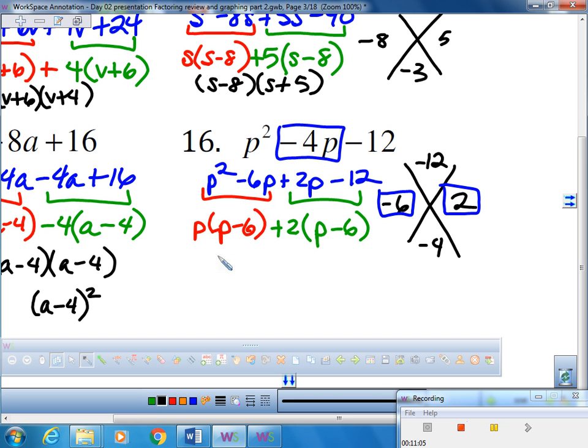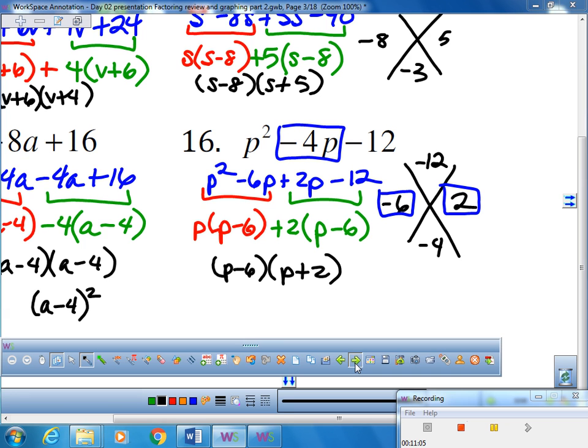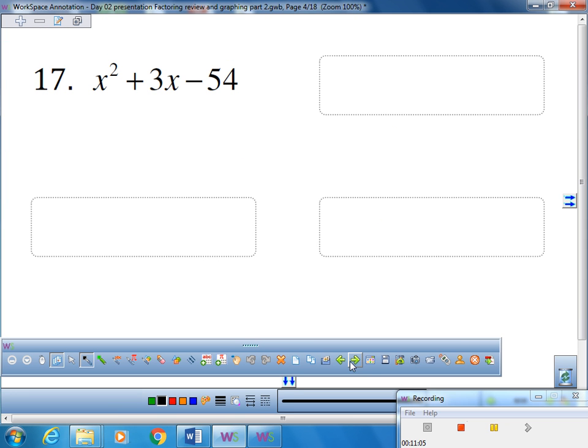So when I factor out a p minus 6 from both of these terms, I'm left with p plus 2. All right, I think we're ready. Let's move on. Can you take the test?